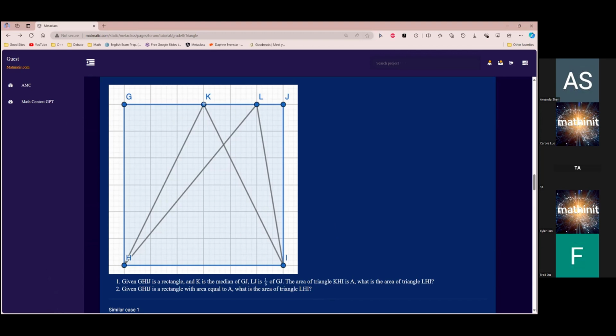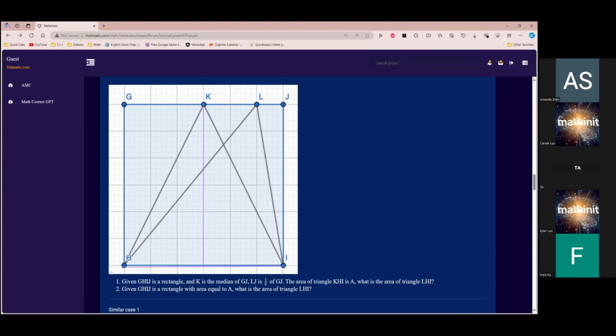So you see that the height for KHI, and the base for KHI is essentially the same as LHI. It's sharing a base and it's also sharing a height, which means that the area of KHI and LHI is going to be the same. So if the area of triangle KHI is A, then the area of the triangle LHI is also going to be A.